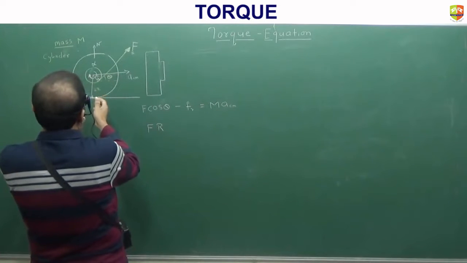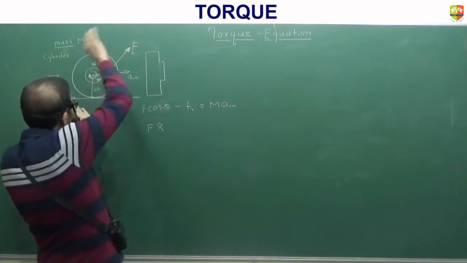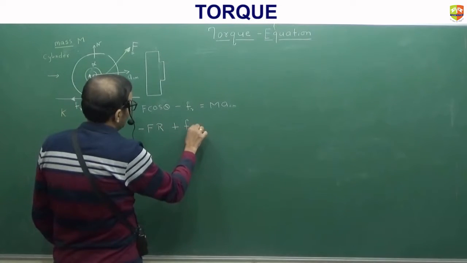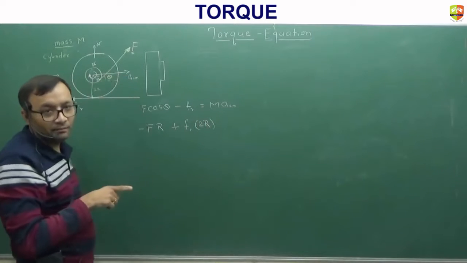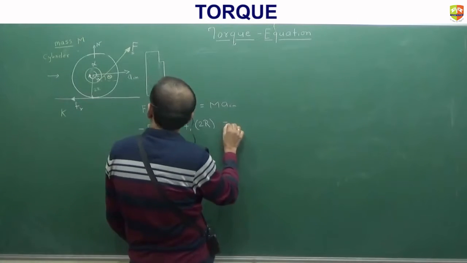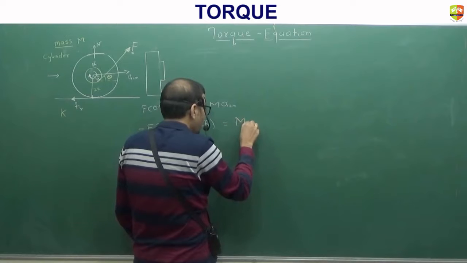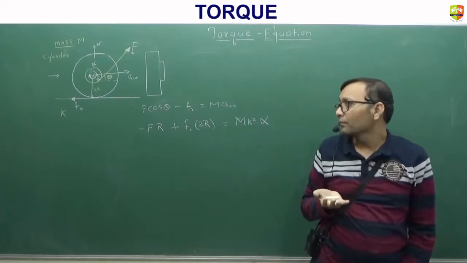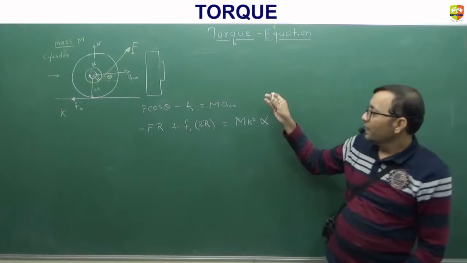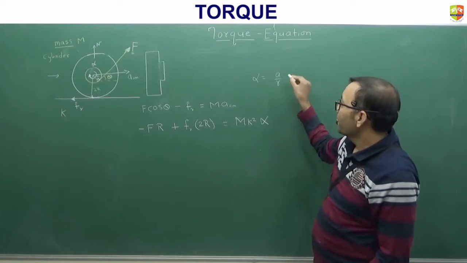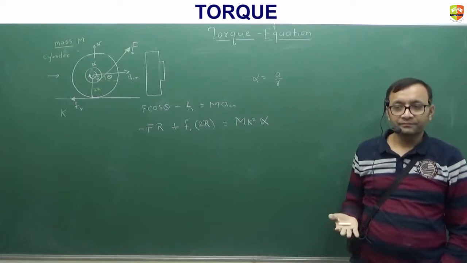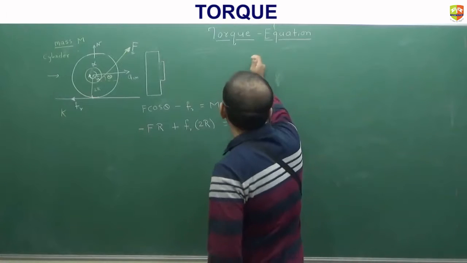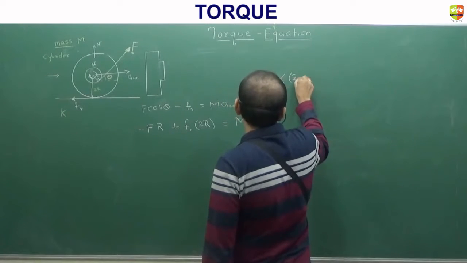So F into R is torque in this way, but alpha is in the opposite direction, so minus F into R. Getting it? Then plus friction into 2R. This is the total torque about the center of mass. This should be equal to I cm, which is M K squared times alpha. Right, so you can solve this, and alpha is equal to A by R. This is also the constraint equation, rolling without slipping. A by 2R. A is equal to alpha into 2R.